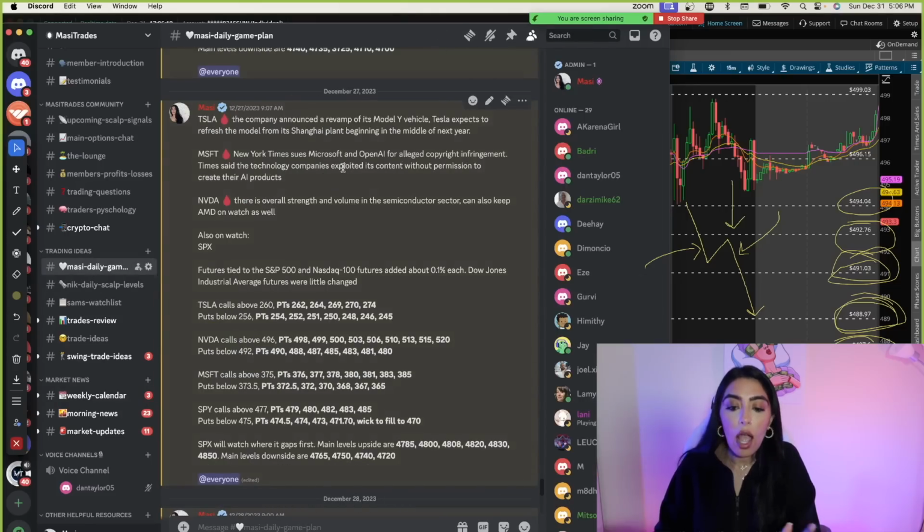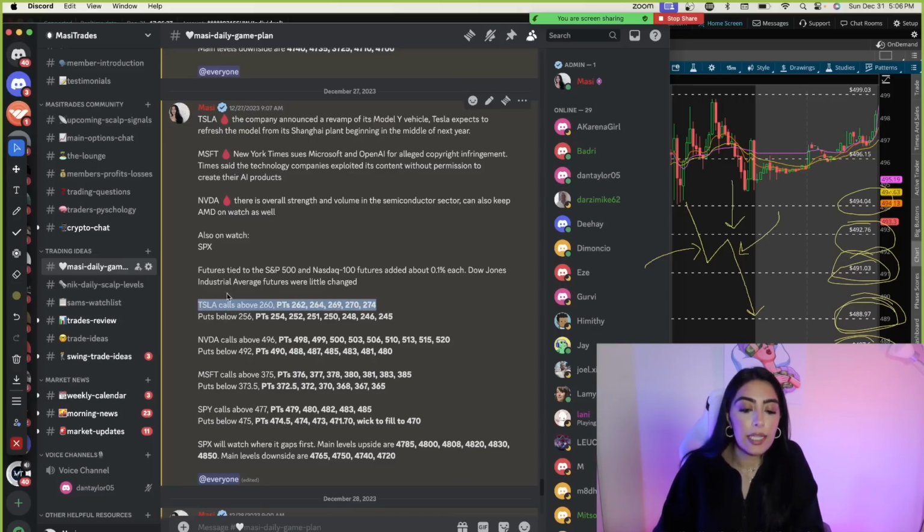So you can see here, I always base my trading plan off of whatever catalyst the stocks have, if they have news. And then from there, this is how I set my profit targets. Tesla calls above 260. I will enter above 260. My first profit target 262 and then 264. This can change depending on what I see in order flow, Level 2 or Bookmap, and also what I see with futures. And you want to go with the flow of the market overall.